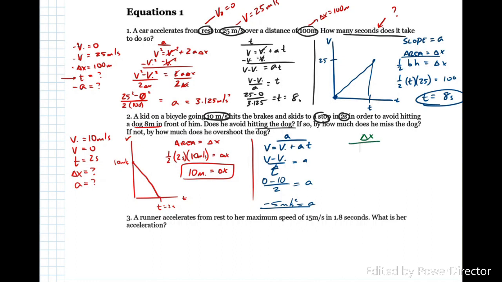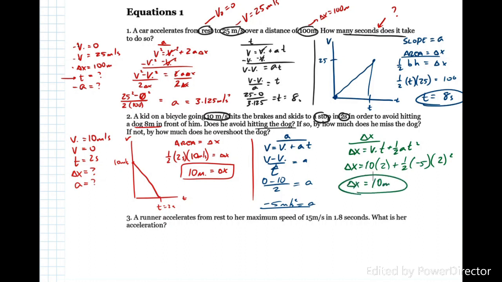So delta x is v0t plus 1/2 at squared. We have that information, so 10 times 2 plus 1/2 times -5 times the time squared. 2 squared, that's 4. We'll plug all that in. The delta x still comes out to be 10 meters.